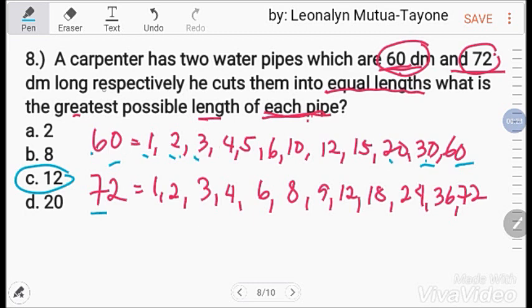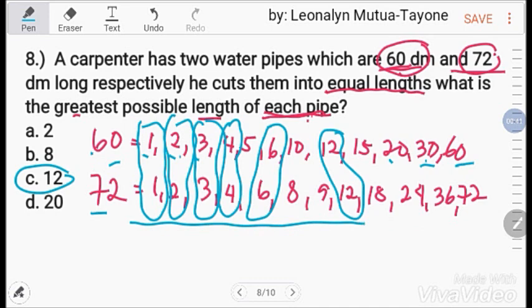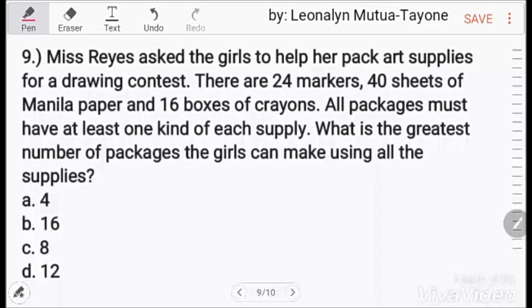Ganun lang yun. Now, i-identify mo yung mga common factors. 1, 2, pareho sila. Pareho silang may 3. Pareho silang may 4, 6, ano pang pareho nila? 12 at wala na. So, these are the common factors ng 60 at saka 72. Si 12 naman ay ang greatest common factor. So, to answer what is the greatest possible length of each pipe, 12 ang cut.